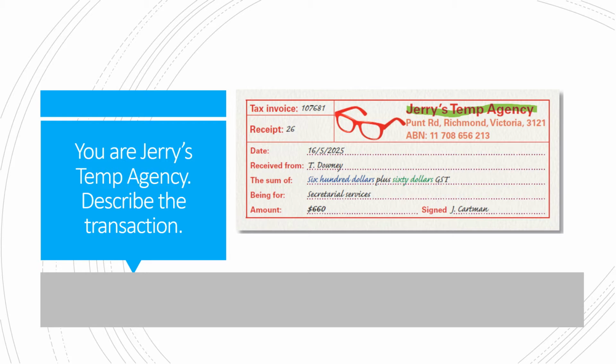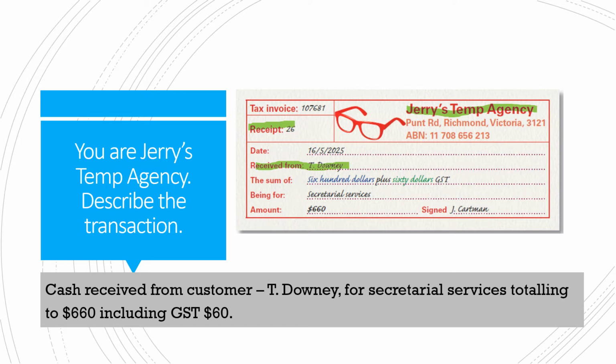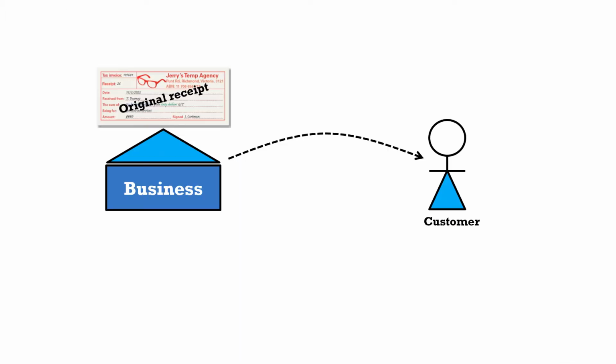And we can see here that we are issuing this receipt to someone named T. Downey. In this case, this is a cash receipt to verify cash received from the customer, T. Downey, for secretarial services totaling to $660, including GST $60. Here I'm going to show you how it works when the business issues a receipt to the customer.